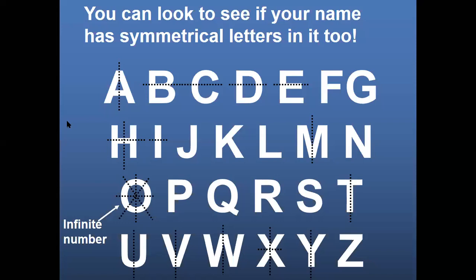L does not have a line. M has a line of symmetry. N does not have one, or we say it has got many lines of symmetry. P, no line of symmetry. Q, no line of symmetry. R, no line of symmetry. S, no line. T has one line of symmetry. U has one line of symmetry. V has one line of symmetry. W has one line of symmetry. X has two lines of symmetry. Y has one line of symmetry. And Z has no line of symmetry.